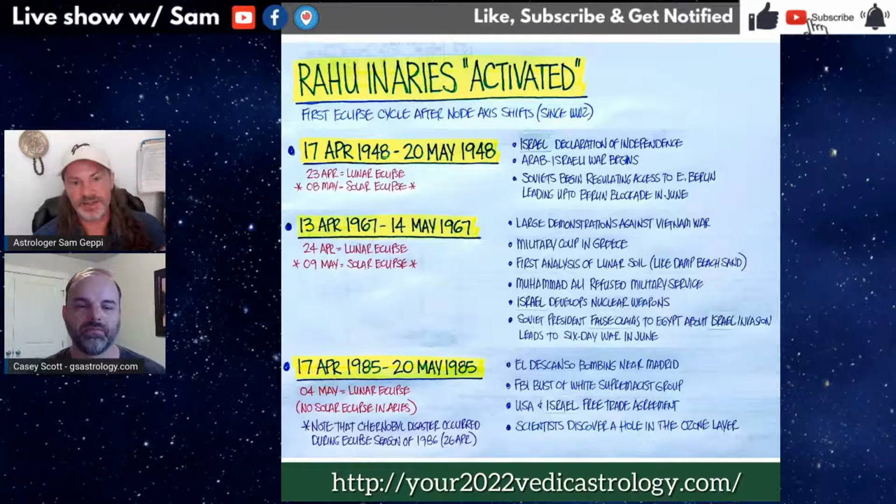And this really shows how these nodes show up, especially that first eclipse that you have when it moves into a new sign. That's when it's activated. Like Casey put here, Rahu in Aries activated, because the eclipse really activates that new cycle.